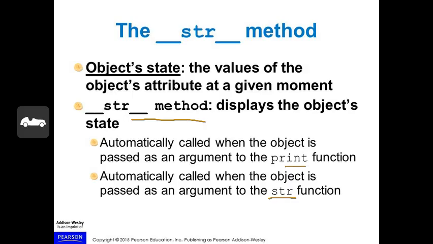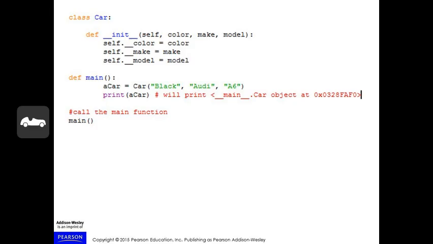This again is the car class, and in the car class, there's no definition of string function, so there's just an init, and that's the entire car class. So when we create a car object here, and then we print a car, this will be printed out. If you notice, it basically tells us it's printed out a car object at this memory location, which is really not very helpful.